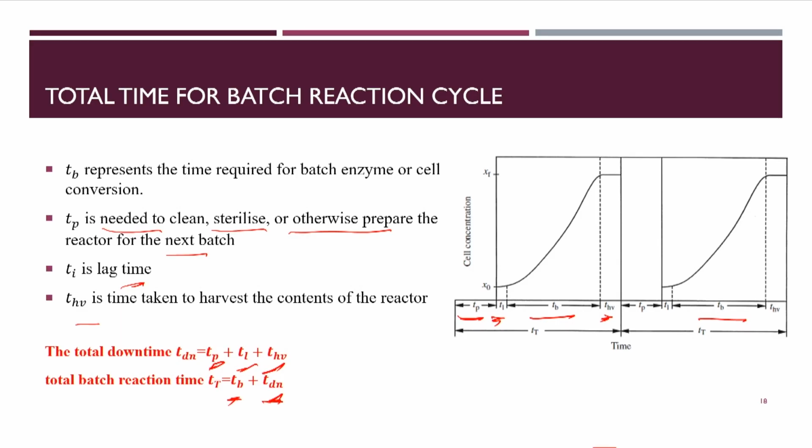So, with this I will stop here. Today we discussed batch culture, and we did the mass balance for the biomass, substrate as well as the product for two systems: first for the cell culture and second for the enzyme reaction.